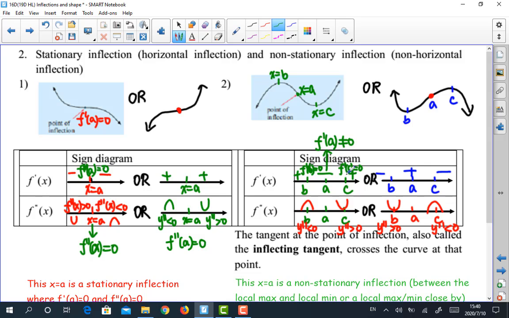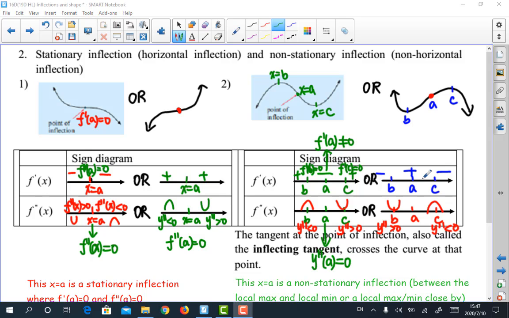And this one, at x equals c, f prime is 0, but after that, increasing again, so f prime should be positive. Then for the second derivative, concave down to concave up. So concave down means your second derivative should be less than 0. Concave up, your second derivative is greater than 0. From second derivative less than 0 to second derivative greater than 0. So don't you think at a point a, the second derivative must be 0?